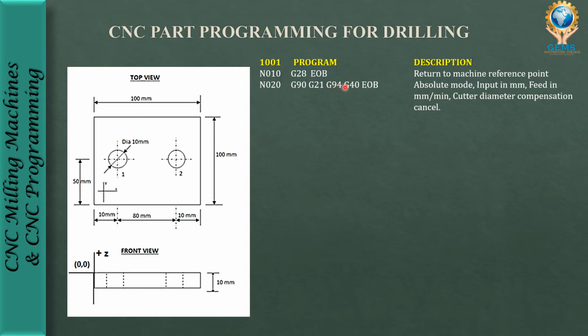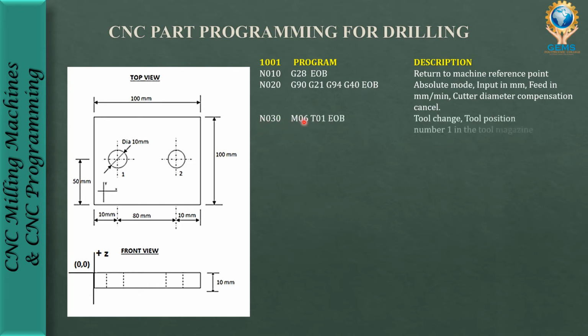And G40, I am informing the machine cutter diameter compensation cancel. All these machining functions I mentioned: G90 absolute mode, G21 inputs in mm, G94 feed rate in millimeter per minute, and G40 cutter diameter compensation cancel. Then I can mention end of block.